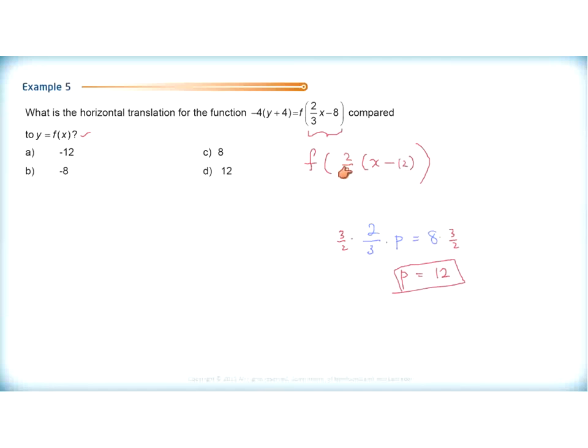And we can easily check. 2/3 times 12 is 24 divided by 3, which is indeed 8. So the horizontal translation is positive 12. Correct answer is D.